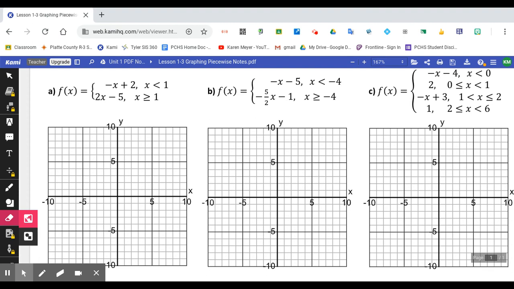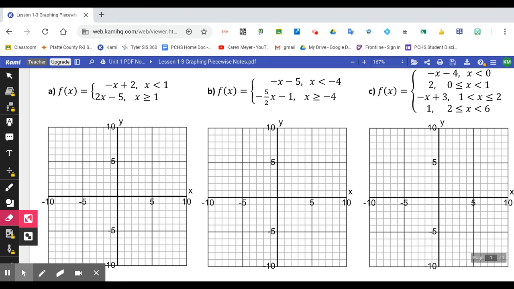Now the part that comes after the comma, that's going to be our domain or the restriction on which piece of the line I want to keep. That's how they came up with piecewise function. Okay, so you're not keeping the entire line. You're only going to keep a portion of it.